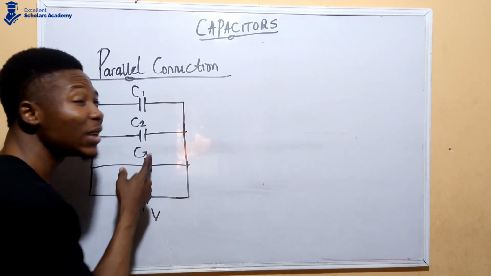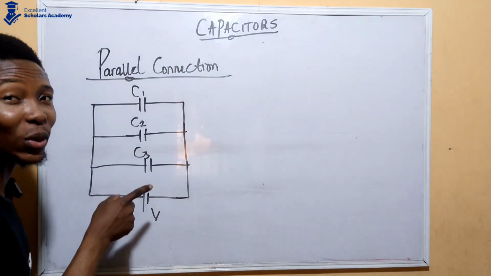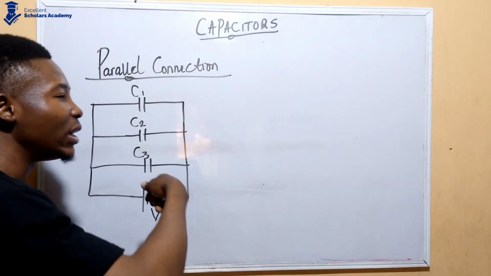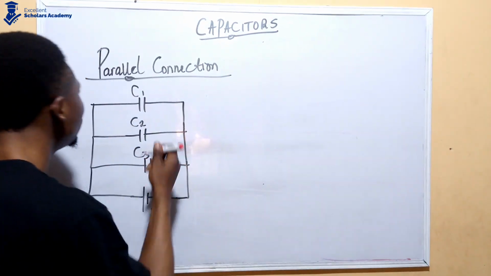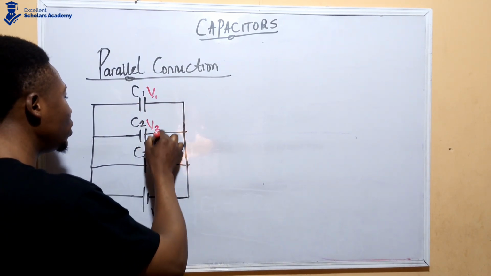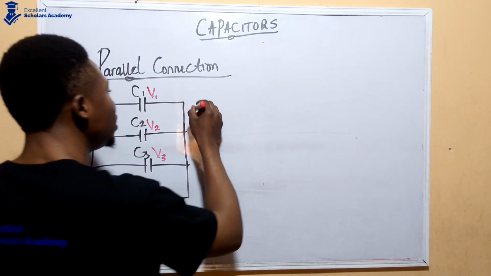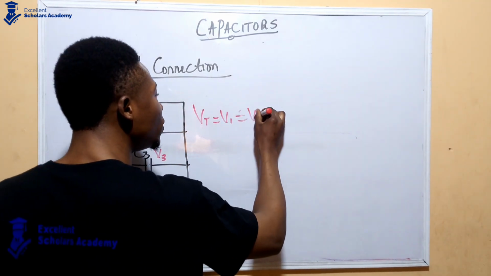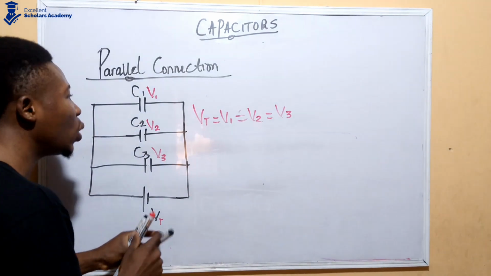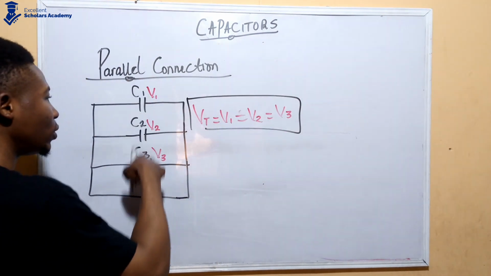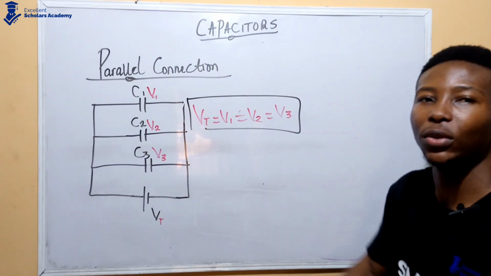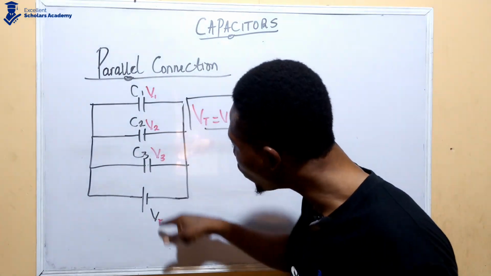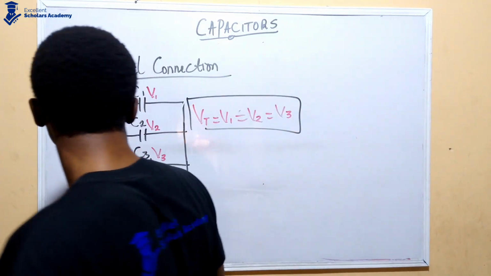Now, the concept I want you to know when capacitors are connected in parallel is that the same voltage flows through them. So if this is V1, this is V2, this is V3, and let's say this is VT, that's the total voltage. The total voltage is going to be equal to V1, is going to be equal to V2, is going to be equal to V3. Because the same voltage flows through each capacitor. The voltage flowing here is the same voltage flowing here, is the same voltage flowing here. And it's also equal to the total voltage flowing through these capacitors.